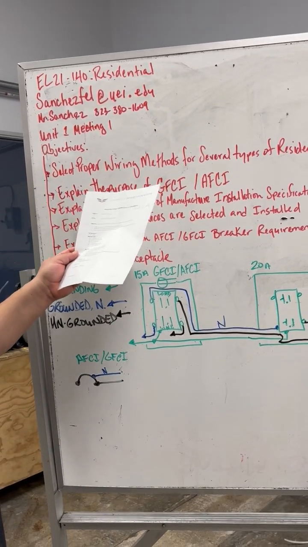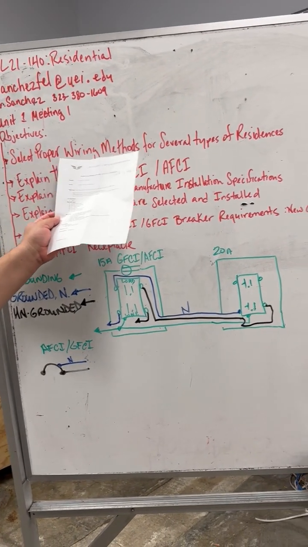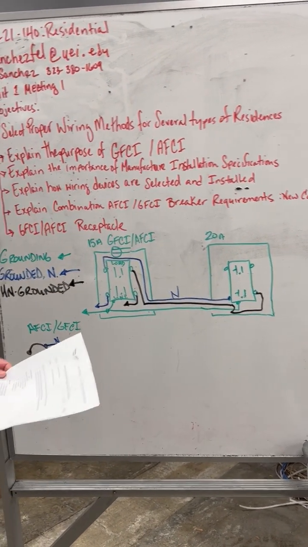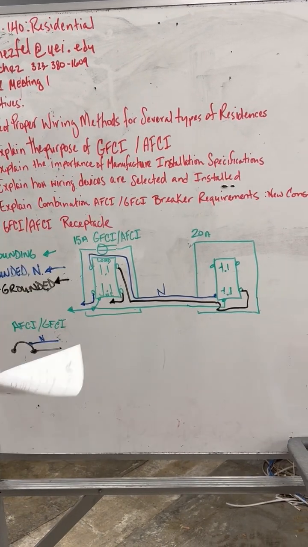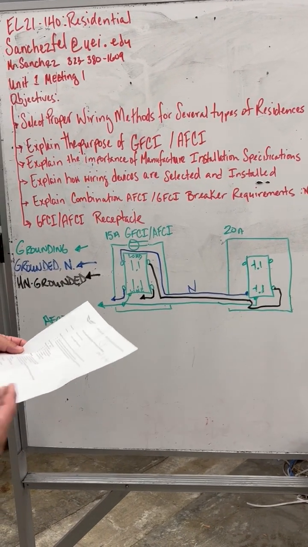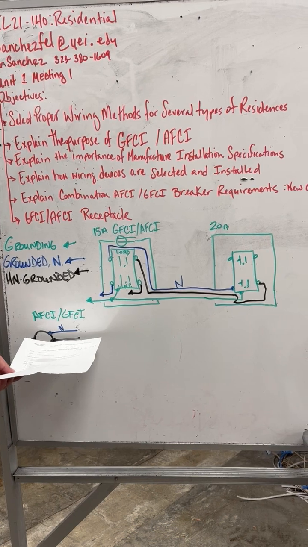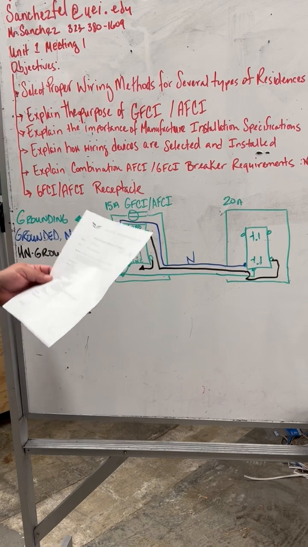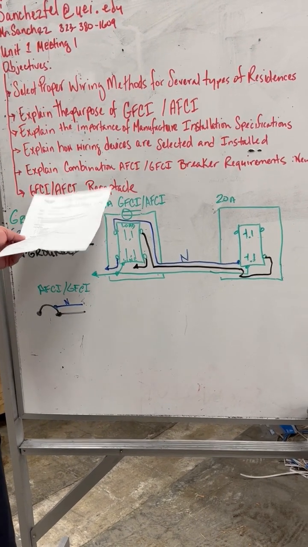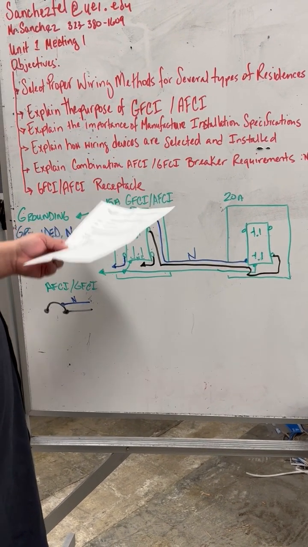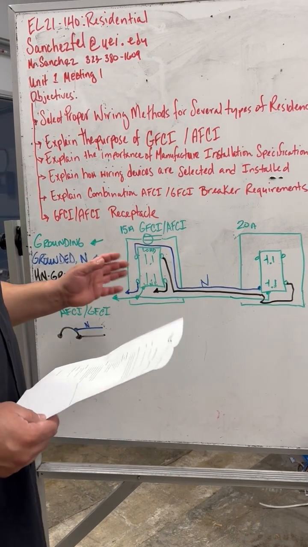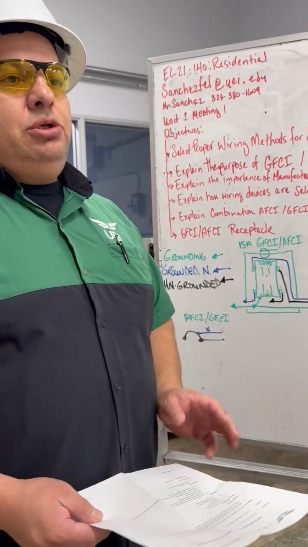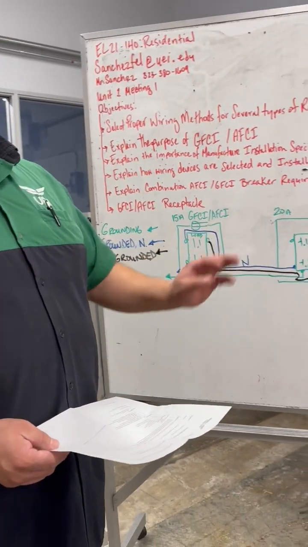My objectives for the day: select proper wiring methods for several types of residences, explain the purpose of a GFCI, AFCI, and explain the importance of the manufacturer installation specifications for whether it's an AFCI, GFCI combination breaker or an AFCI, GFCI receptacle. The other thing we want to know is what is the difference between some of our standard receptacles? How do they receive the protection downstream to your other standard receptacles that are not AFCI, GFCI?